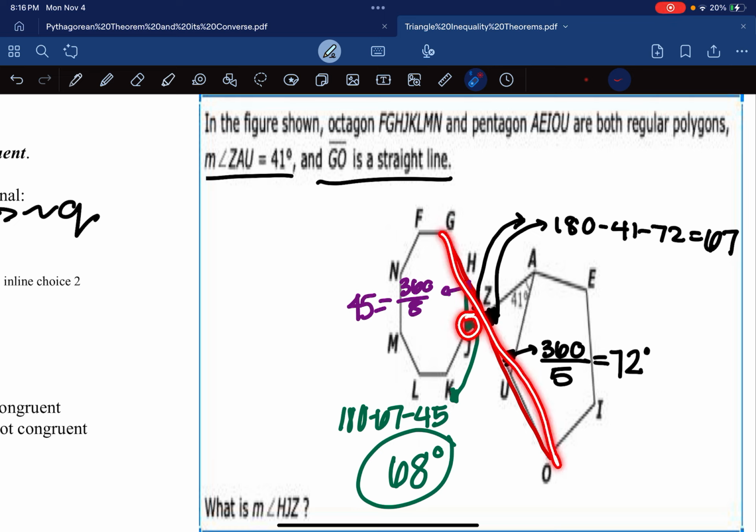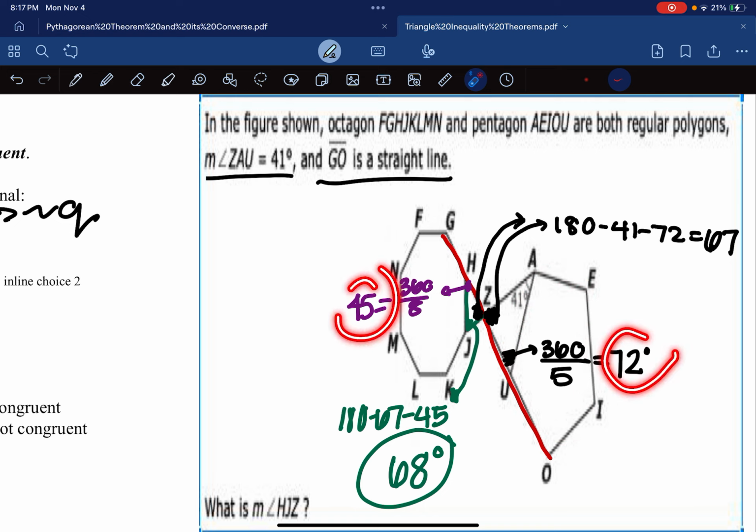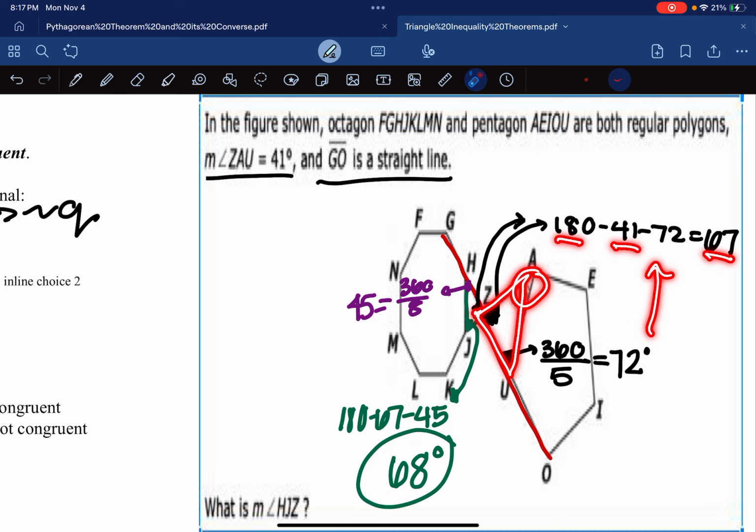I'm looking for angle J. So anything on a straight line, you can always do 360 divided by 5 because this has 5 sides, or 360 divided by 8 because this has 8 sides. So that gives me 72 and 45. Now I have this triangle here. So I can do 180 minus the 41 degrees minus the 72 to give me 67. So this angle here will be 67.